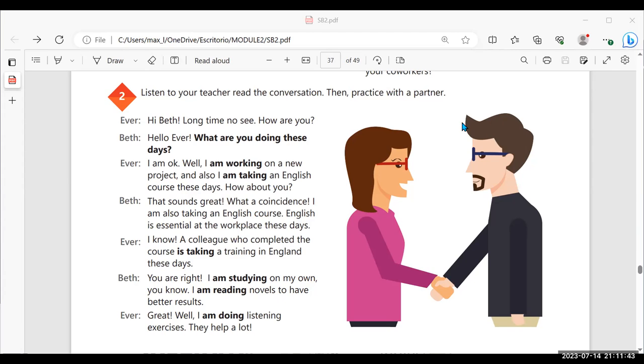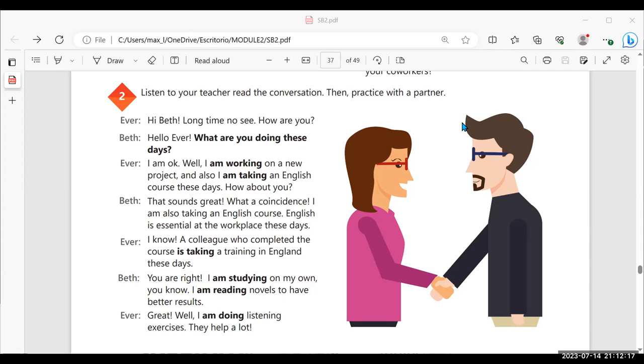English is essential at the workplace these days. I know a colleague who completed the report is taking a training in England these days. You are right. I am studying on my own. You know, I am reading novels to have a better result. Great. Well, I am doing listening exercises. They help a lot.